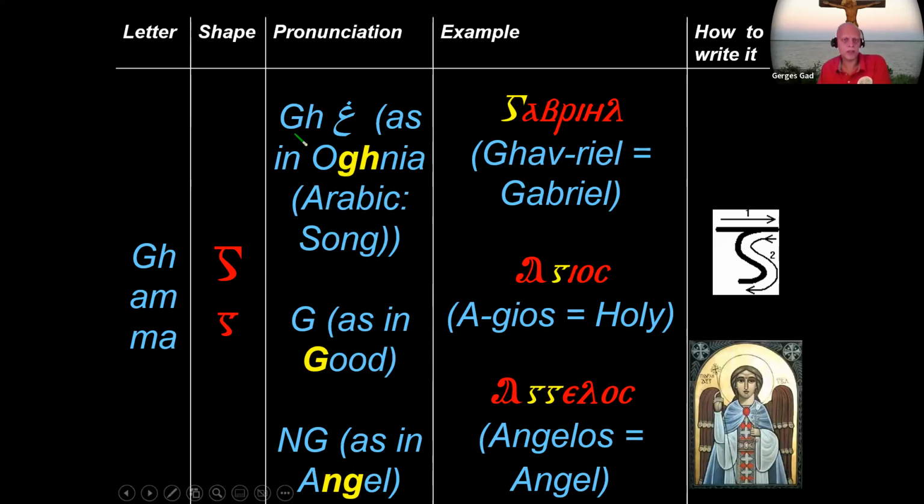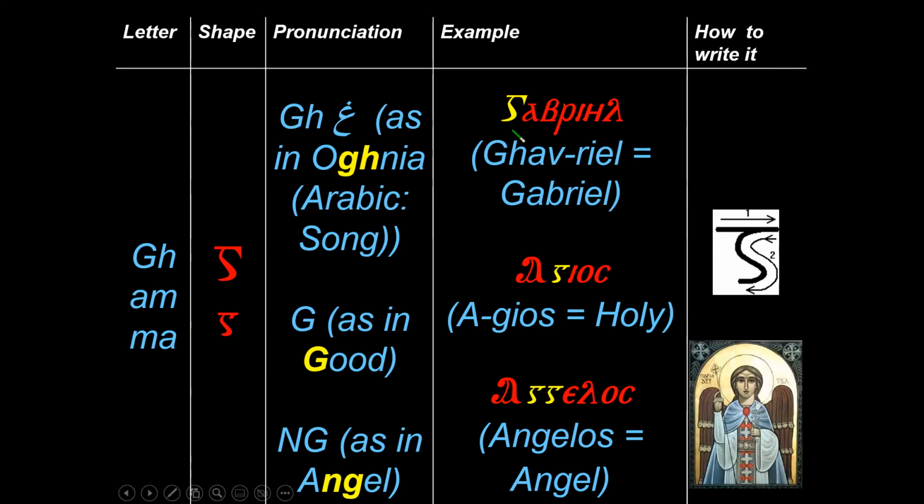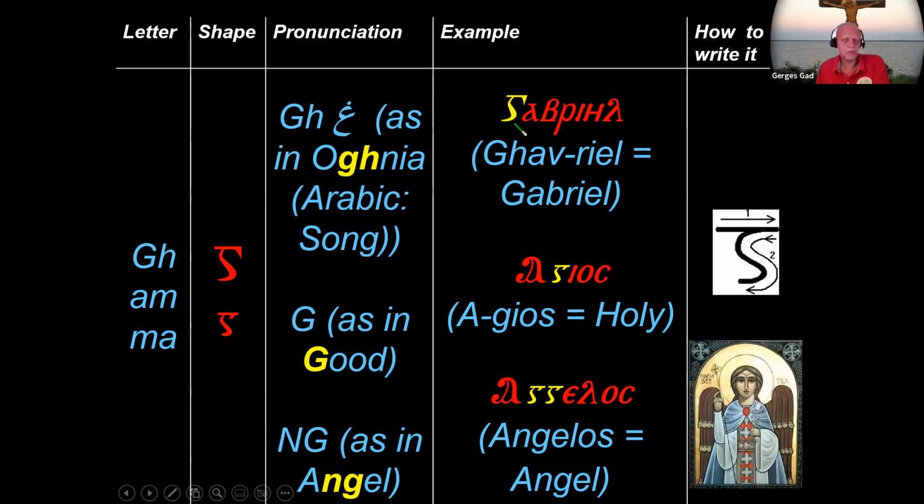We can pronounce it like a gha, like the GH sound. For example, that sound is in Arabic, like we say ughniya, which means song, right? So ghamma. It can be pronounced like gha, like in this word here. We have ghamma, alpha, vita, rho, yota, ita, lola, right? So this is ghav, okay? Ghav riyil. Ravriyil, which is Gabriel, like Archangel Gabriel, okay?